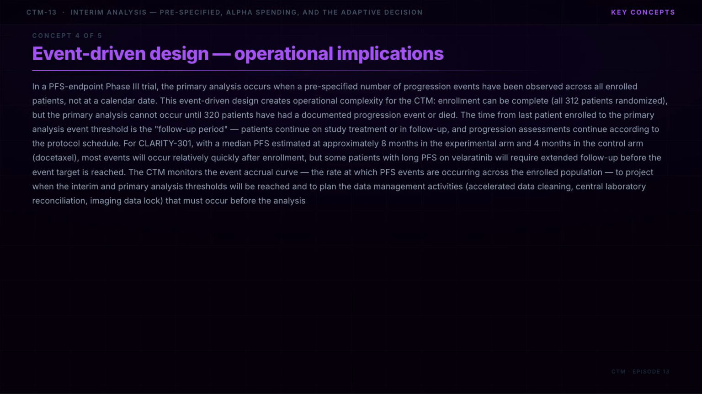The CTM monitors the event accrual curve, the rate at which PFS events are occurring across the enrolled population, to project when the interim and primary analysis thresholds will be reached, and to plan the data management activities, accelerated data cleaning, central laboratory reconciliation, imaging data lock, that must occur before the analysis.